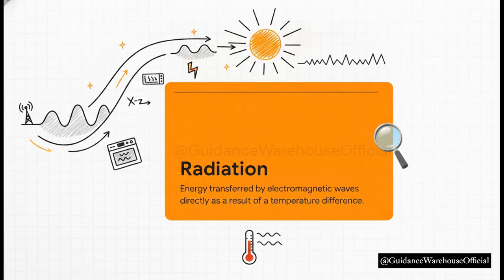Radiation is energy transferred by electromagnetic waves directly as a result of a temperature difference. Now, we know electromagnetic waves come in all sorts of forms, right? Radio waves, microwaves, X-rays. But the energy they carry depends heavily on their wavelength. Here's the rule of thumb. A smaller wavelength means a higher frequency, and, crucially, higher energy.